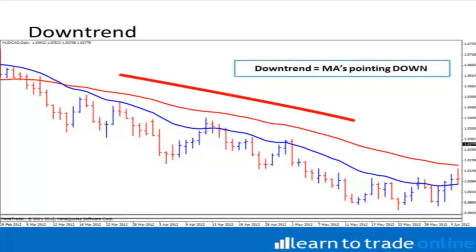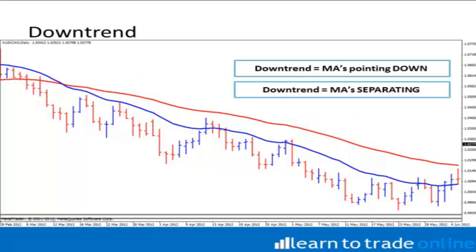Again, if we look at the moving averages, not just which way around they are, but also at the direction they're pointing, we can see that both moving averages are pointing down, the trend is going down. And we can also see that the moving averages are fanning out and separating away from each other, meaning that the trend is getting stronger and stronger and stronger.